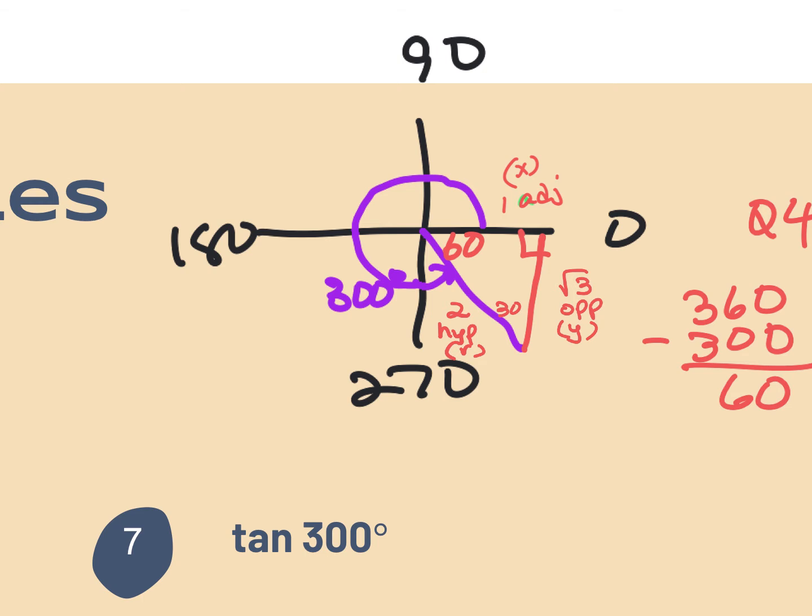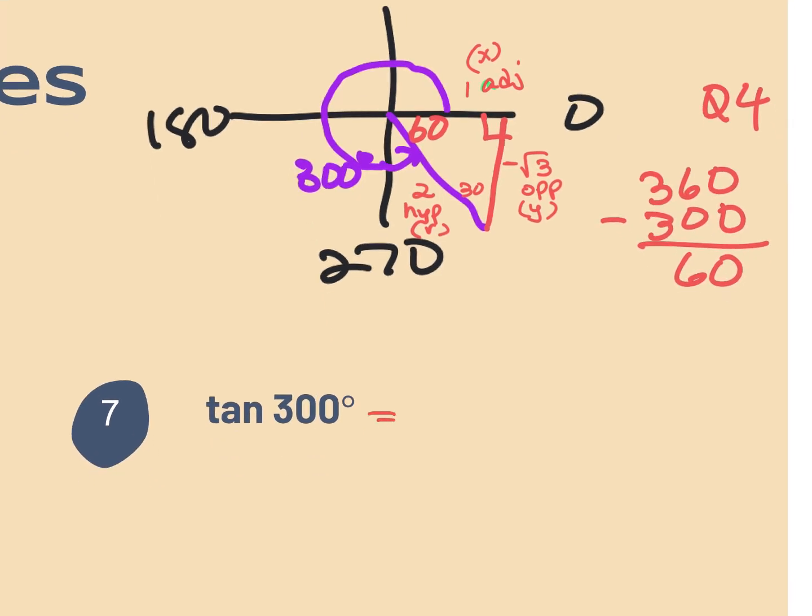So again, the signs in quadrant 4 are positive, negative. So the root 3 is negative, the 1 is positive. We're memorizing tangent to be either our TOA, which is opposite over adjacent, or memorize it as y over x. Either way, once I put in my values, opposite is the negative square root 3, adjacent is 1. This simplifies to negative square root 3.